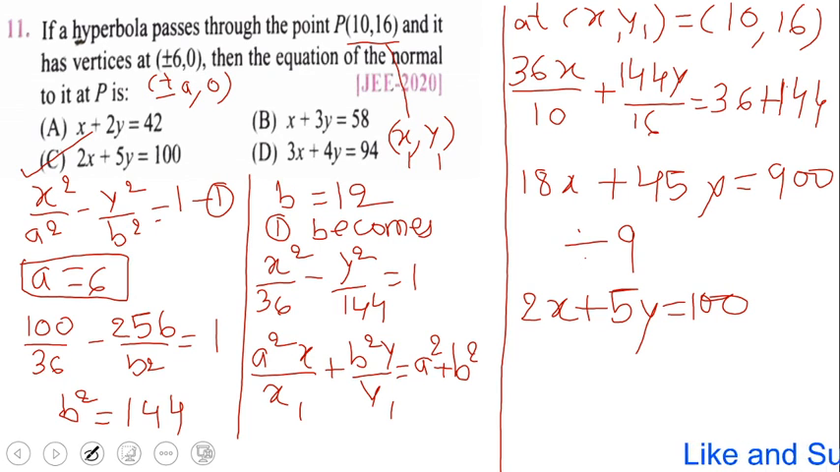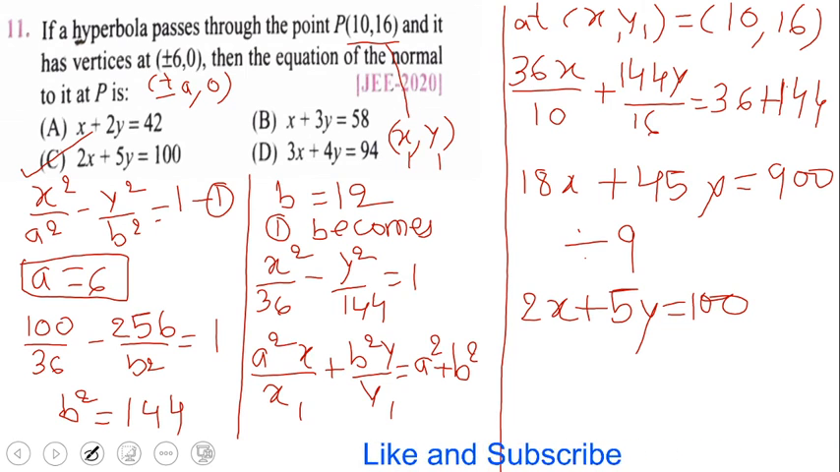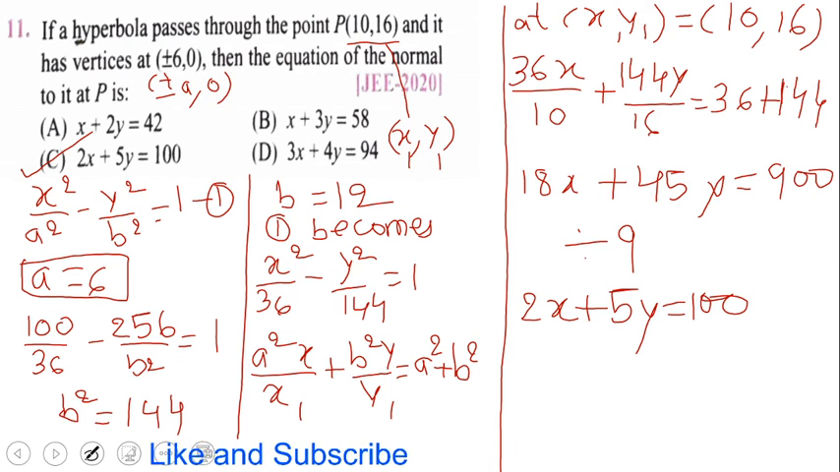So like this, with the given information we have to substitute in the standard equation of a hyperbola. Sometimes eccentricity or the relation between a and b, we have to substitute and find a solution for the given problem.